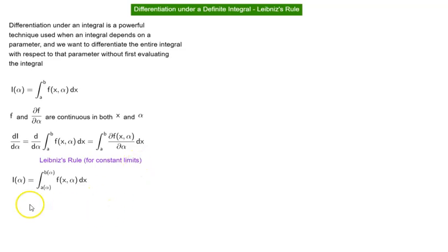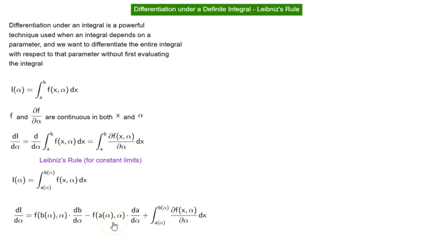A more general one would be I of alpha is equal to the integral of f of x comma alpha dx from a of alpha to b of alpha. So the difference is that here the limits are also functions of alpha. Or in other words, the limits depend on alpha as well.